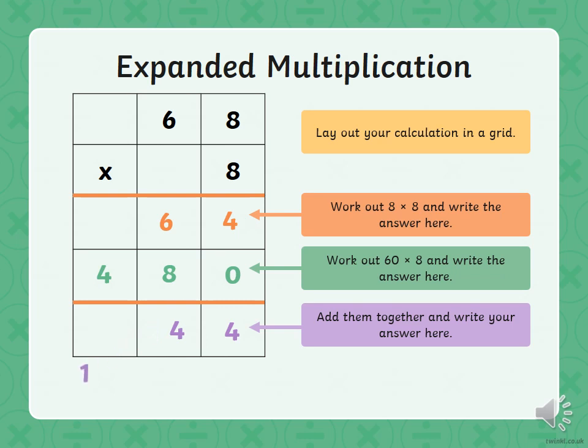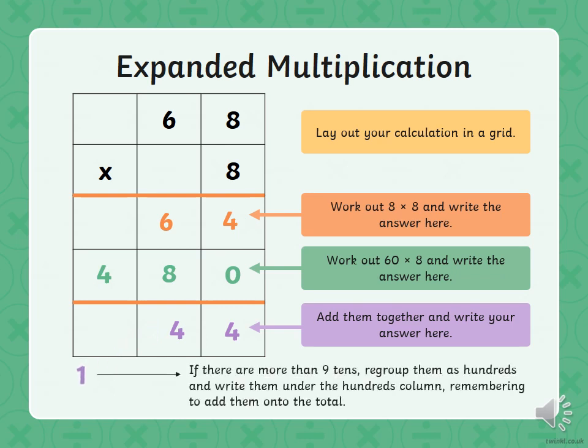Then you add it all together. If there are more than 9 tens, regroup them as hundreds and then write them under the hundreds column. Remember to add them onto the total. So your total answer is 544.